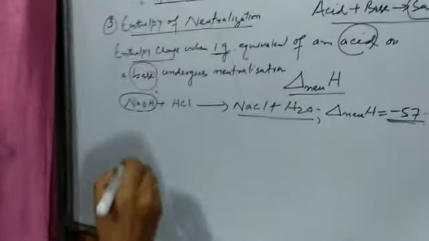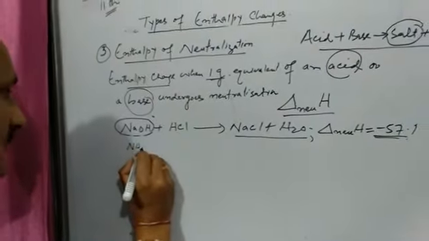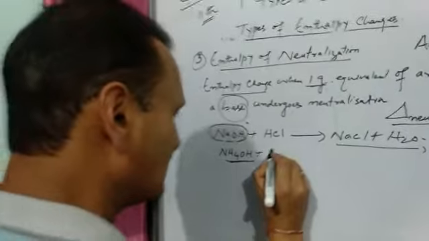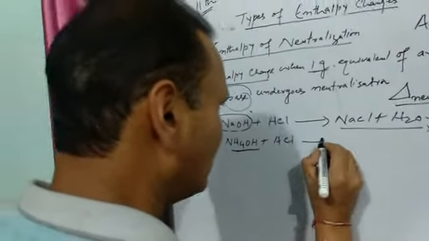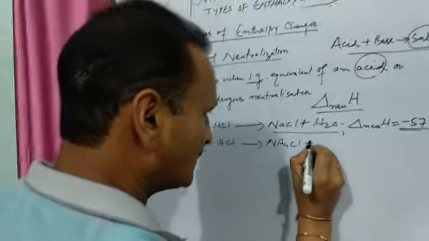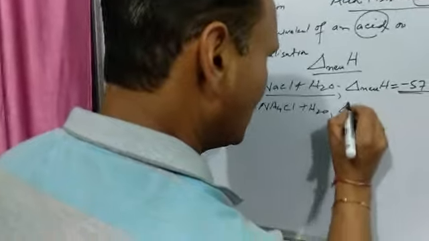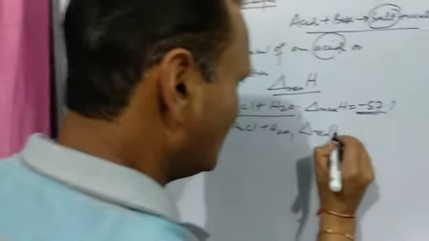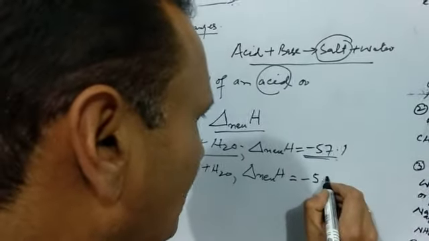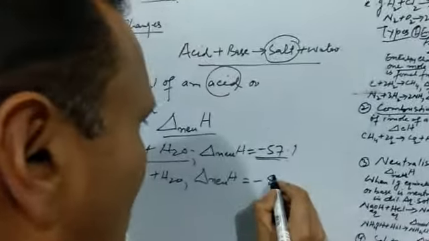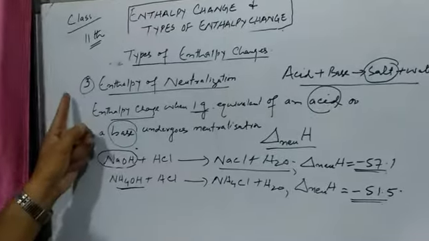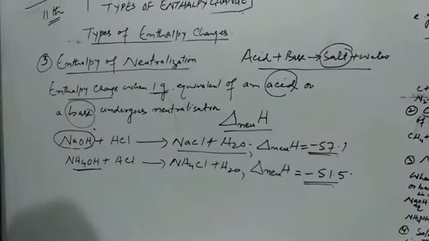Let me give another example. This is ammonium hydroxide, 1 mole of ammonium hydroxide, a base. It will be neutralized by an acid. Salt has to be formed. That is, ammonium chloride is the salt here, and water. Now what is the enthalpy of neutralization here? The enthalpy of neutralization in this case is minus 51.5. So it is again an exothermic reaction. So it is one more type of enthalpy of reaction, enthalpy change of reaction.